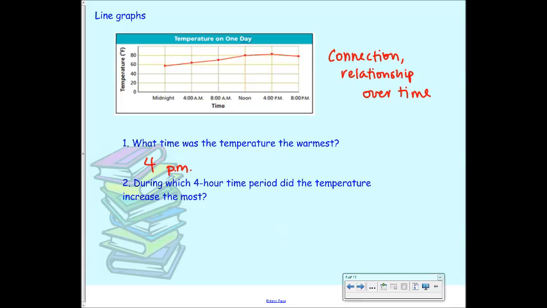So really, which ones are you debating between? Midnight to 4 a.m., 4 to 8 a.m., and 8 to noon. So how do you then figure this out?